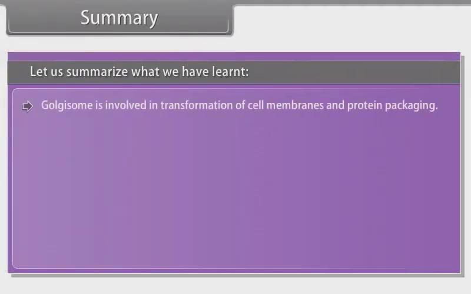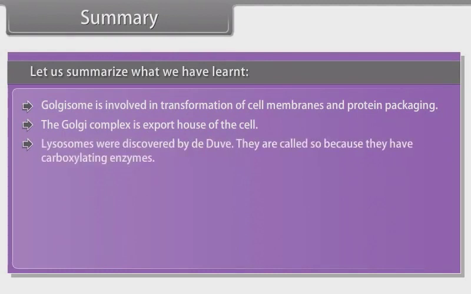The Golgi complex is involved in transformation of cell membranes and protein packaging. The Golgi complex is the export house of the cell. Lysosomes were discovered by De Duve. They are called so because they have lytic enzymes. Lysosomes are formed from Golgi bodies.